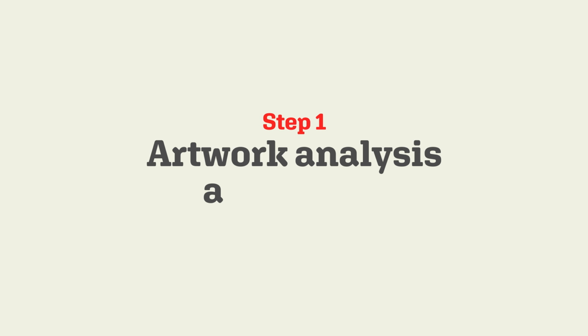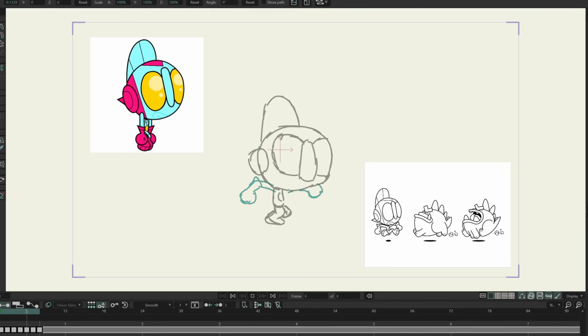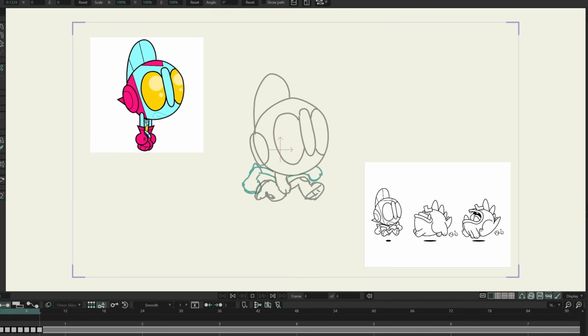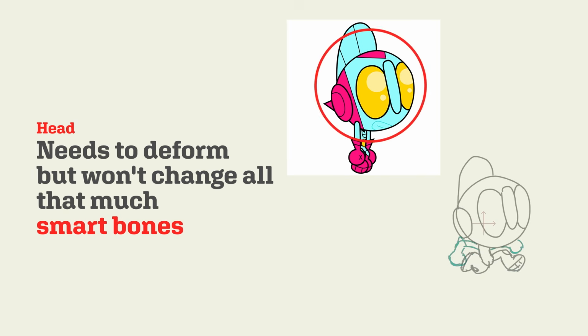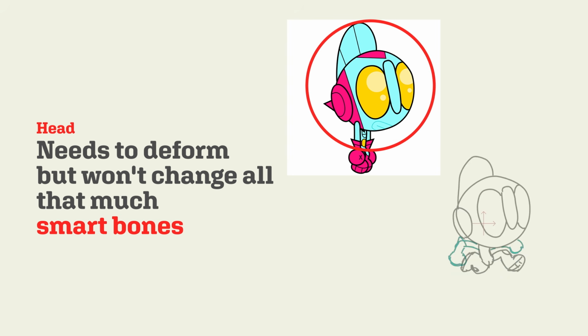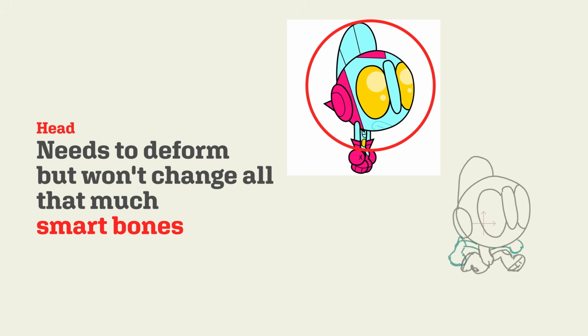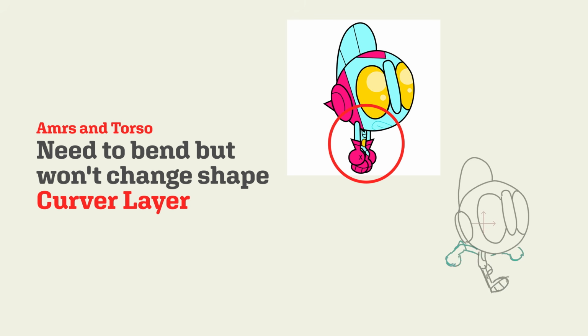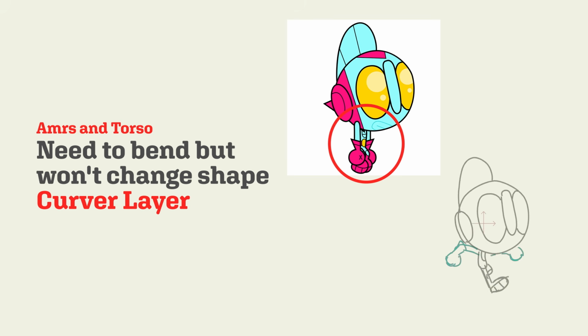First things first. I analyzed the artwork Giovanni sent me and I sketched out a very rough first pass animation, so I could ask myself a few questions. For example, the head needs to deform, but won't change all that much, so I go with point animation and I will use smart bones to simplify the timeline. For the arms and torso, I will go with a curve layer or some point animation.